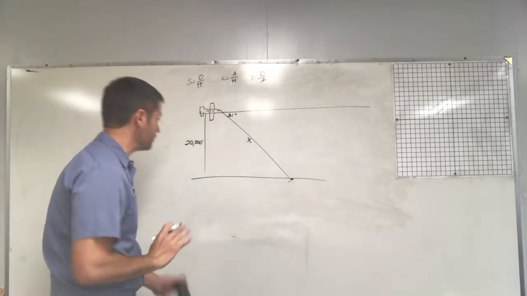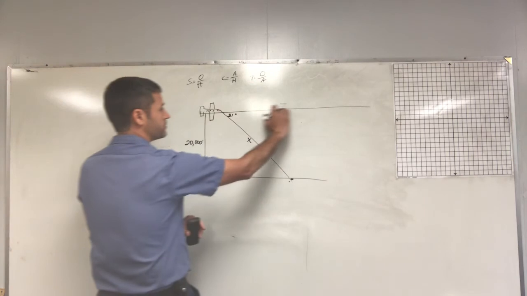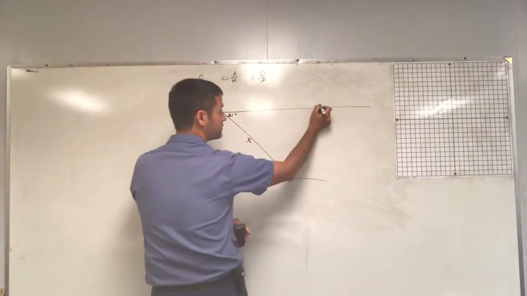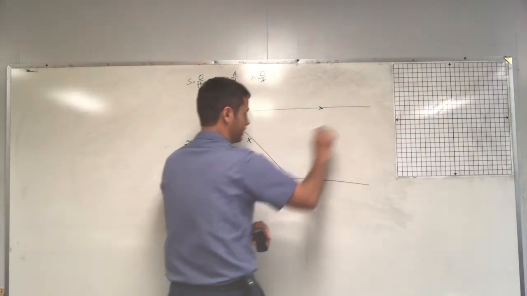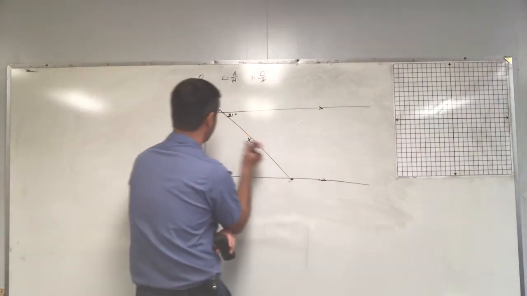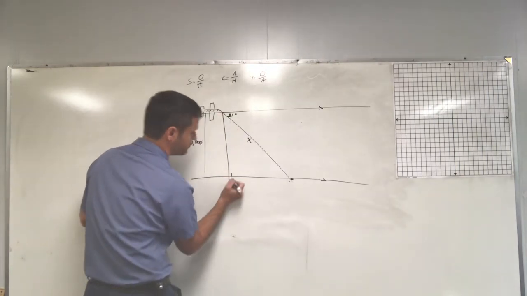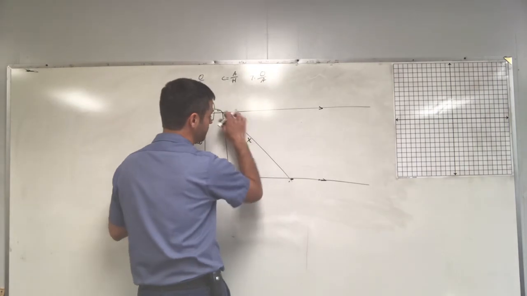Now, this might look confusing because my 20,000 is way over here. Well, remember, this and this are parallel lines. This line is parallel to this line. His reference line is horizontal, just like the ground is. So you can move this 20,000 wherever you want it. You could move it right here, and this be your triangle. You could move it over here, and this be your triangle.